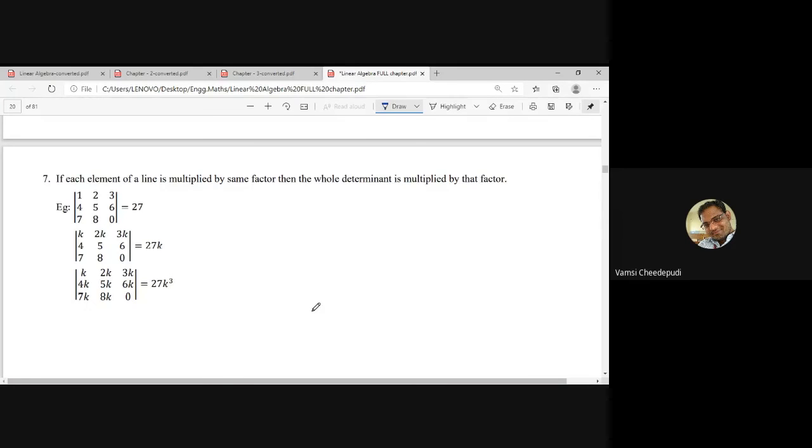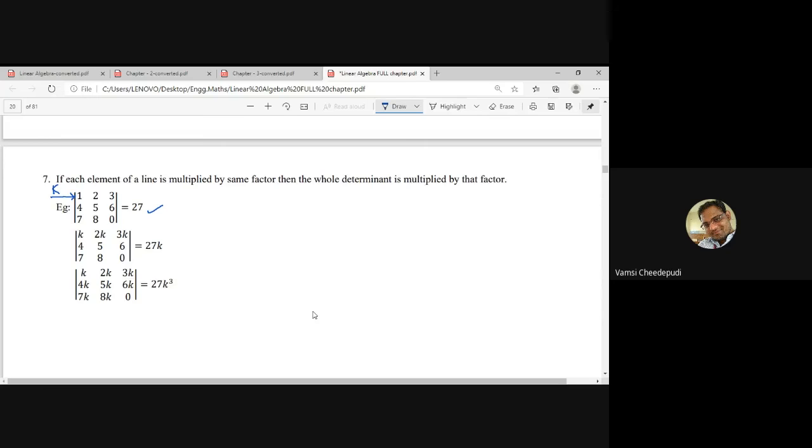Now, another important property. If each element of a line is multiplied with k, then the determinant is multiplied with k. Yes, 27 times k. If the determinant of 1, 2, 3, 4, 5, 6, 7, 8, 0 is 27, this question we already solved in the first practical example. So the first row is multiplied with k: k, 2k, 3k. Then the determinant is also multiplied, 27k.